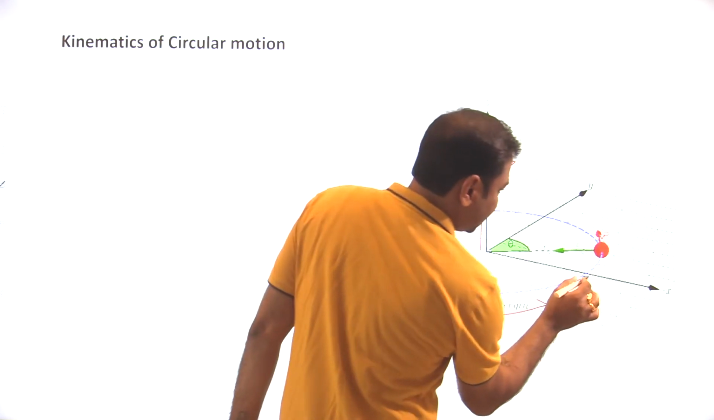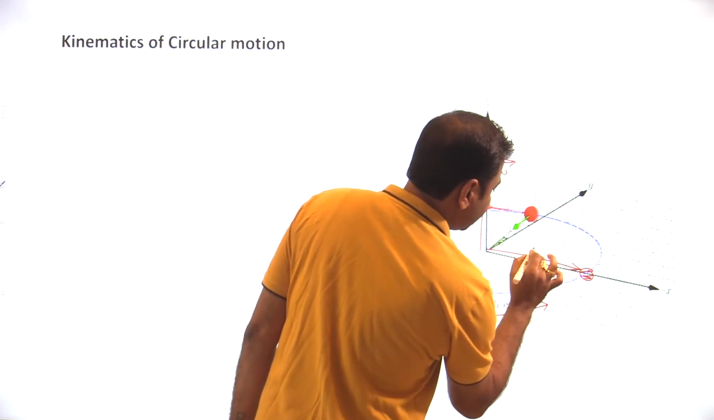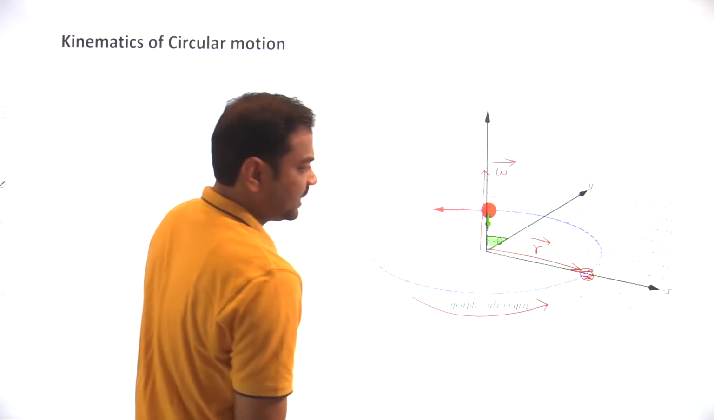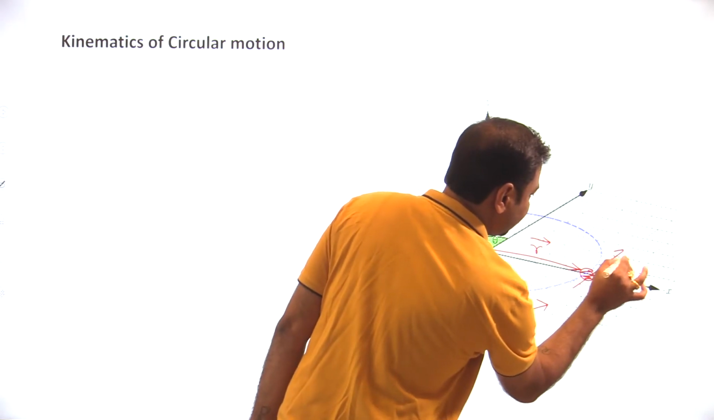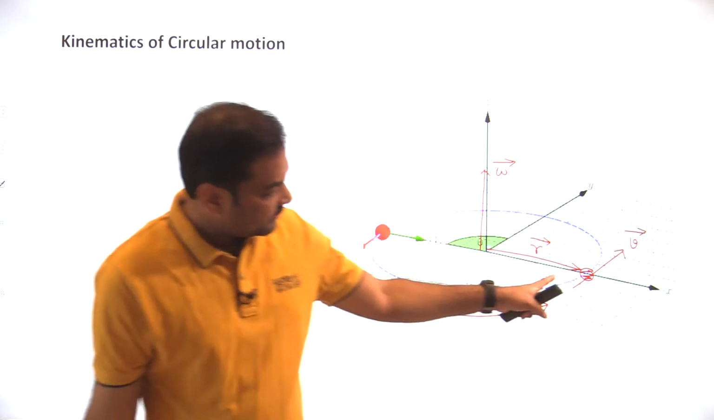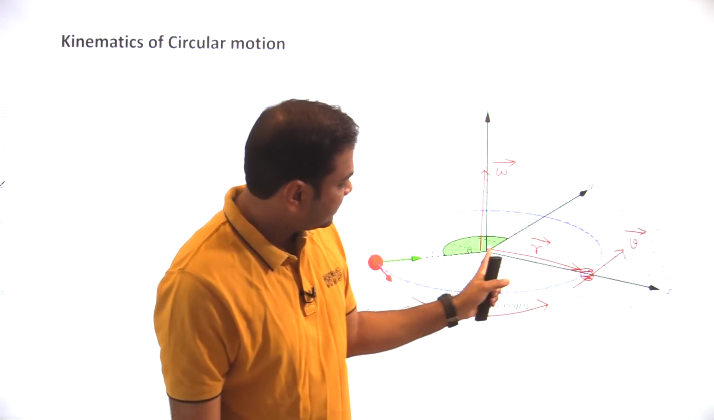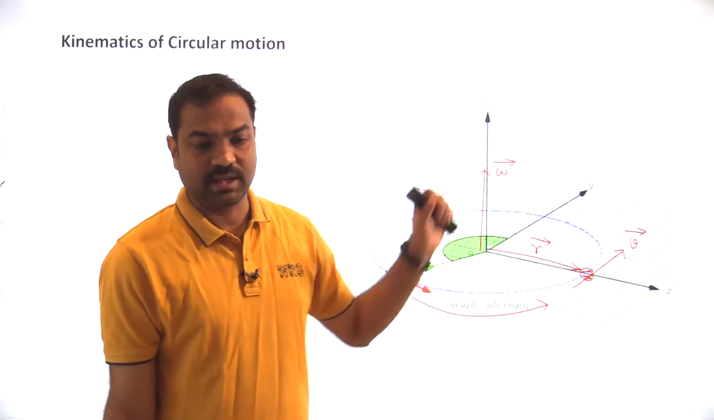Let us say the particle is exactly on the x-axis. Then what is the position vector? The position vector is along the x-axis, and how is the velocity? Velocity is along the y-axis. Velocity is tangential. So velocity will be along the y-axis, r bar is along the x-axis, and omega bar is along the z-axis.